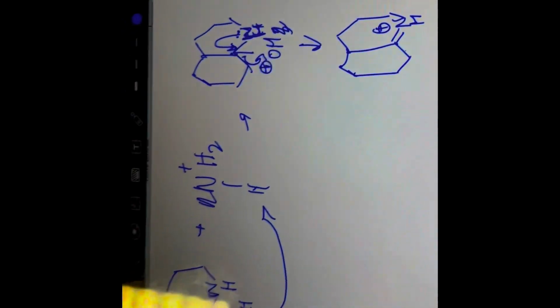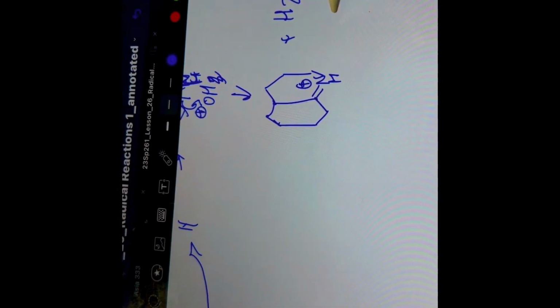Now I want to deprotonate this because our goal is to make this be neutral, because our goal is to make that amine. So what I'm going to do is use RNH2 to come in, deprotonate, to give us our amine.